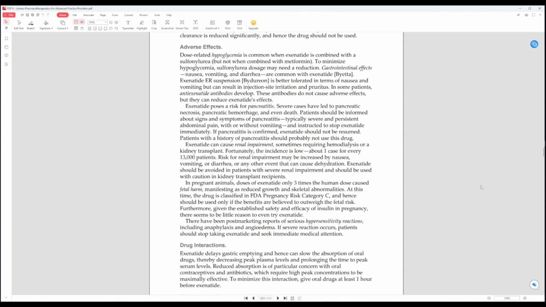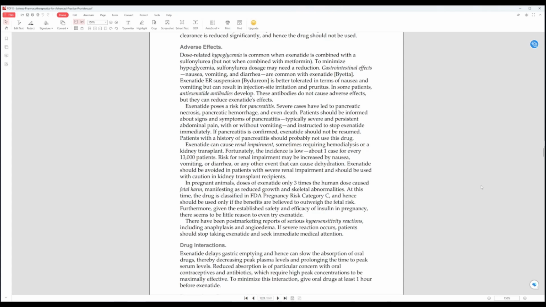In some patients, anti-exenatide antibodies develop. These antibodies do not cause adverse effects, but they can reduce exenatide's effects. Exenatide poses a risk for pancreatitis. Severe cases have led to pancreatic necrosis, pancreatic hemorrhage, and even death.